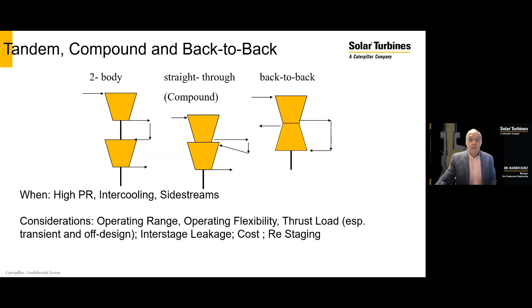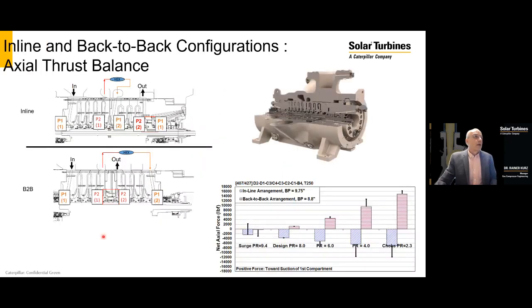And that's in particular an issue when you compare straight through and back-to-back machines. Because actually we did a study to compare the axial thrust balance when you move the machine from surge into choke for an inline machine with two sections. So you have one section here, then you bring the gas out here, cool it, bring it back in here, or with a back-to-back machine where the gas comes in here, comes out here, and then is re-entered into the casing on the other end for the rest of the compression.